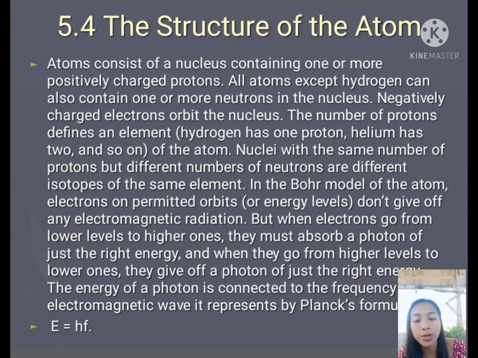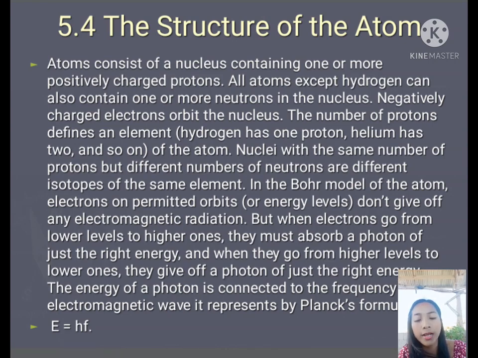Negatively charged electrons orbit the nucleus. So yung mga negatively charged na electron is around siya sa nucleus. So nag-orbit siya sa nucleus. The number of protons defines an element. Hydrogen has 1 proton, helium has 2, and so on. So nuclei with the same number of protons but different numbers of neutrons are different isotopes of the same element. So different yung isotopes nila kung yung kanilang number of neutrons ay magkaiba.